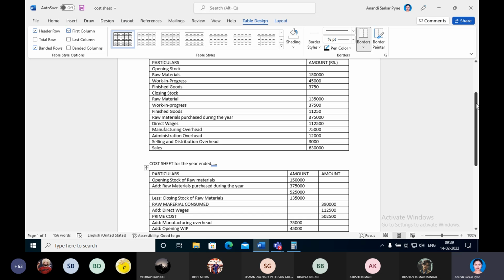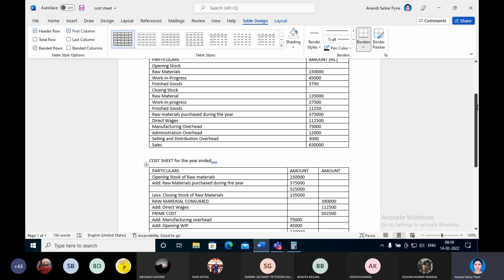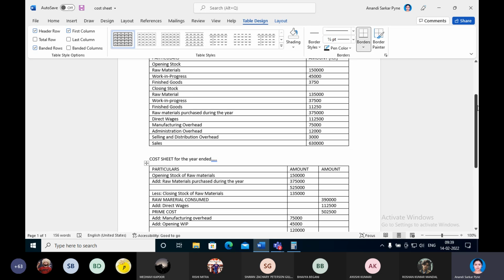Okay, so there, you have three different kinds of stock. One is raw material, one is work in progress, and one is finished goods, both opening and closing. You have raw material purchased, then you have direct wages, then you have three different types of overheads, and you have sales finally. So what you get is a raw material consumed over here.